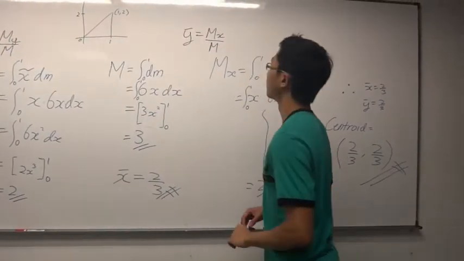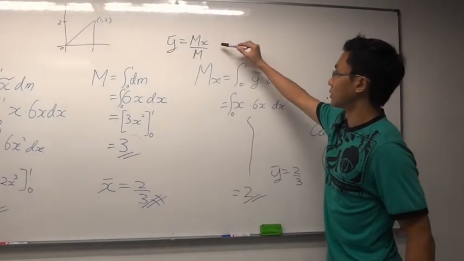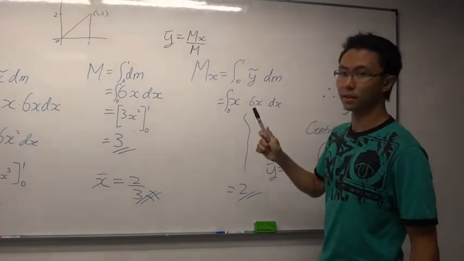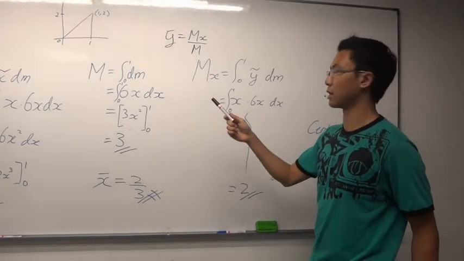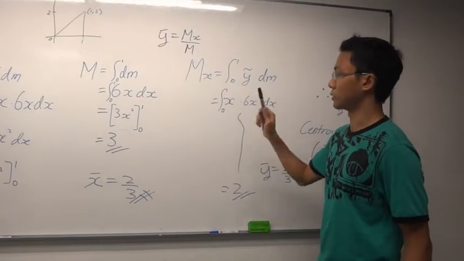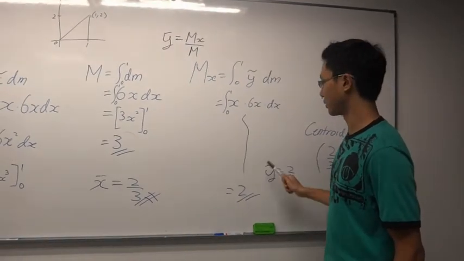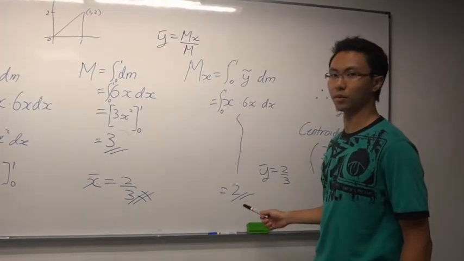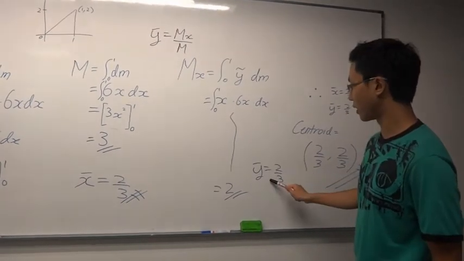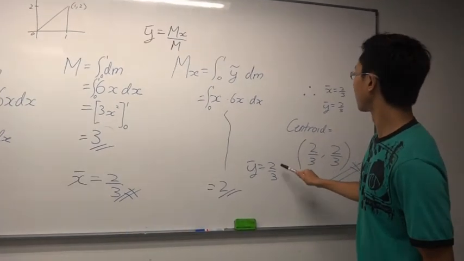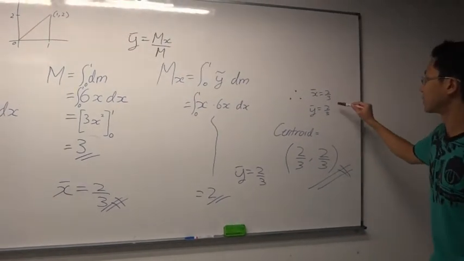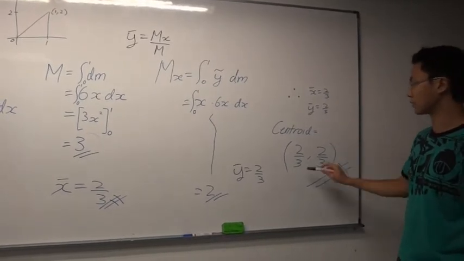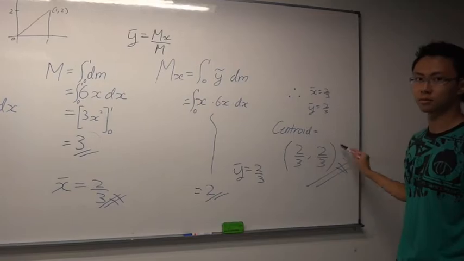Now for the case of y bar, y bar is equal to Mx over M. Mx will be equal to the integration of y tilde dm. In this case, our y tilde just happens to be the same as our x tilde. They're both x. So doing the exact same thing, we get our final answer to be 2 as well. So Mx and My both happen to be 2. So we get our y bar also as 2 over 3. So our x bar is equal to 2 over 3 and y bar is equal to 2 over 3, our centroid will be 2 over 3, comma 2 over 3.